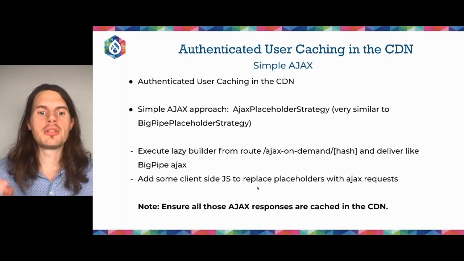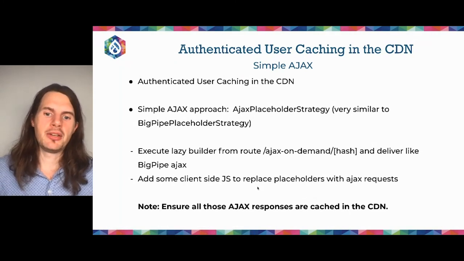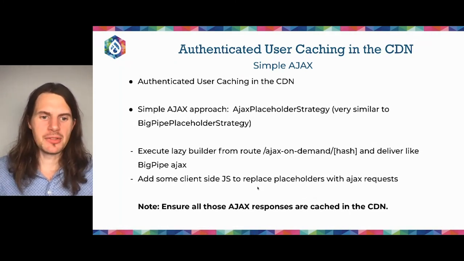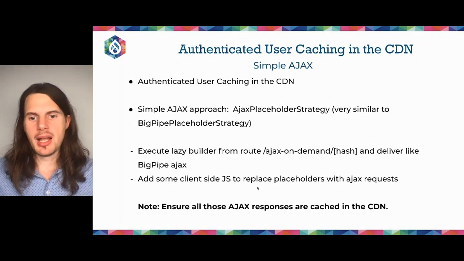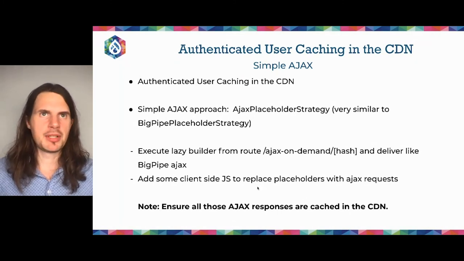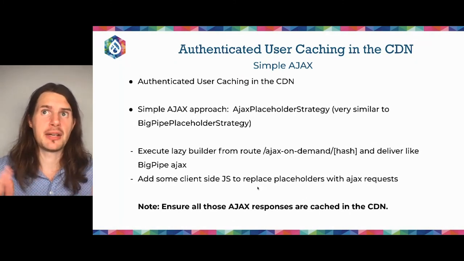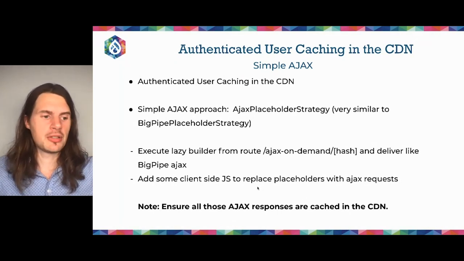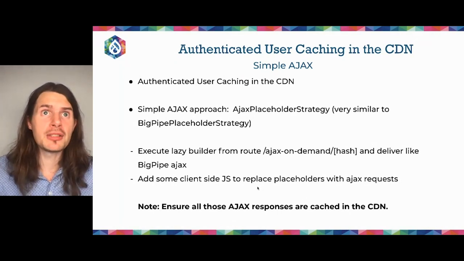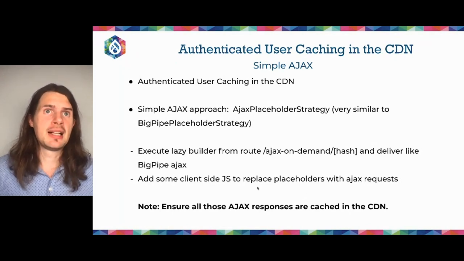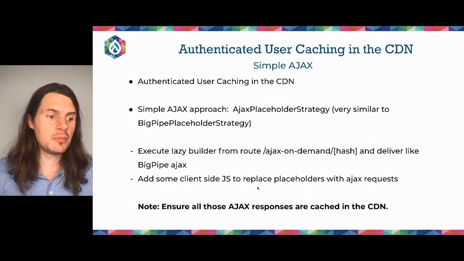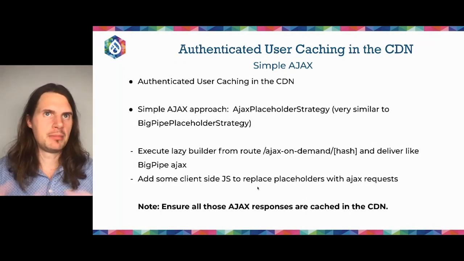That's so crucial because if those Ajax responses are not cached in the CDN, then you are not really winning anything if you have 12 Ajax requests instead of one page request. And I've seen sites with the old authcache in Drupal 7 that actually got slower with authcache rather than faster, because they were doing way more requests than if they were requesting the page directly.